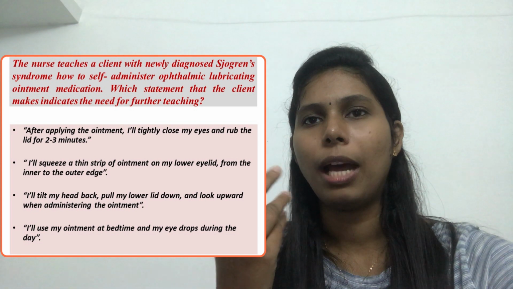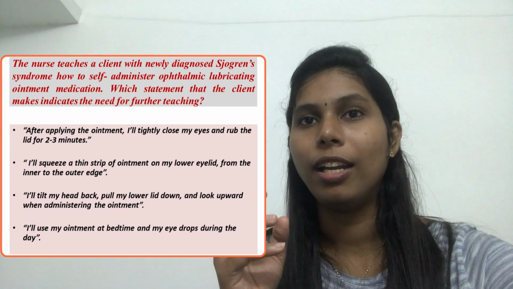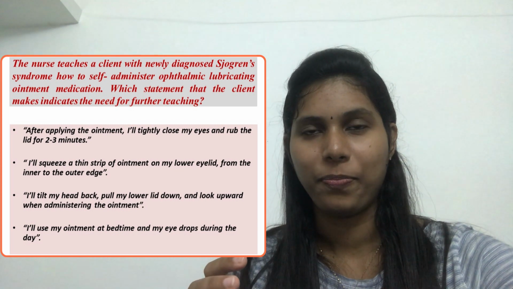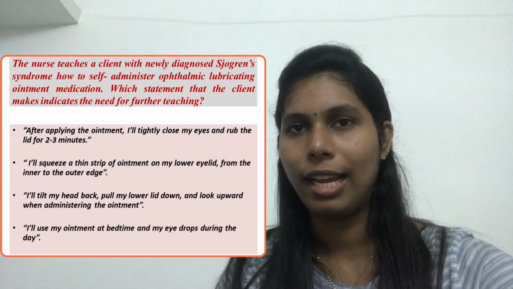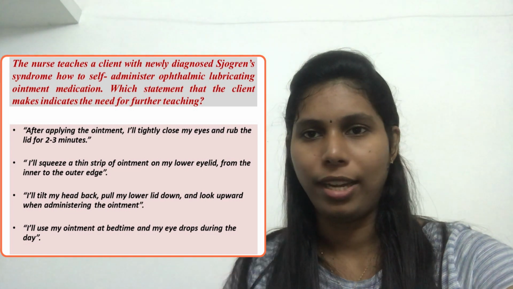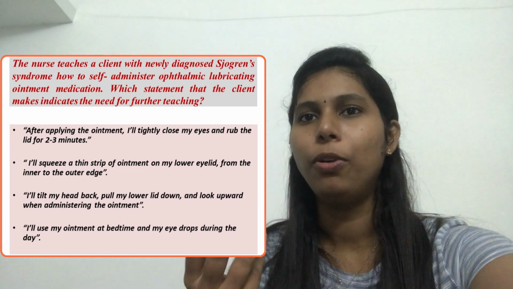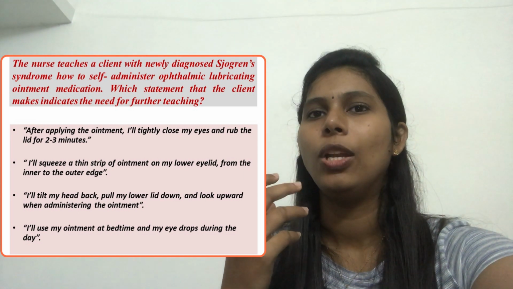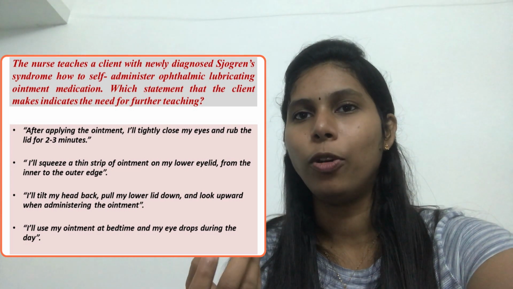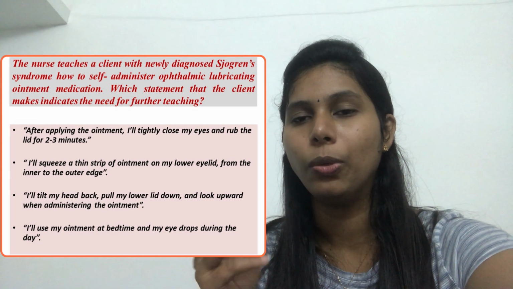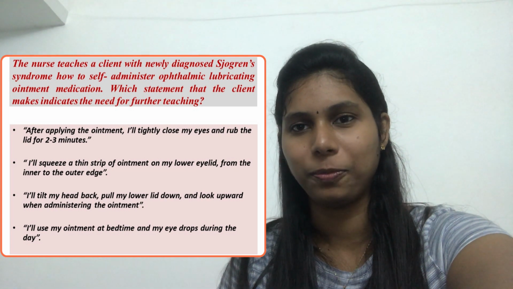Option 1. After applying the ointment, I will tightly close my eyes and rub the lid for 2 to 3 minutes. Option 2. I will squeeze the thin strip of ointment on my lower eyelid from the inner to outer edge. Option 3. I will tilt my head back, pull my lower lid down and look upward when administering the ointment. Option 4. I will use my ointment at bedtime and my eye drops during the day. So these are the 4 options they gave. What do you think would be the right answer?